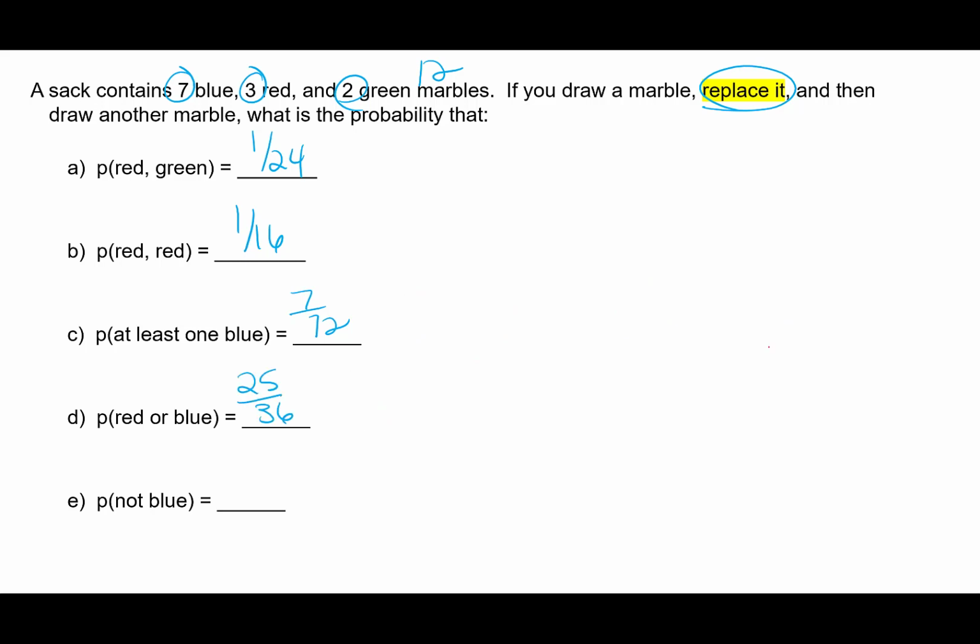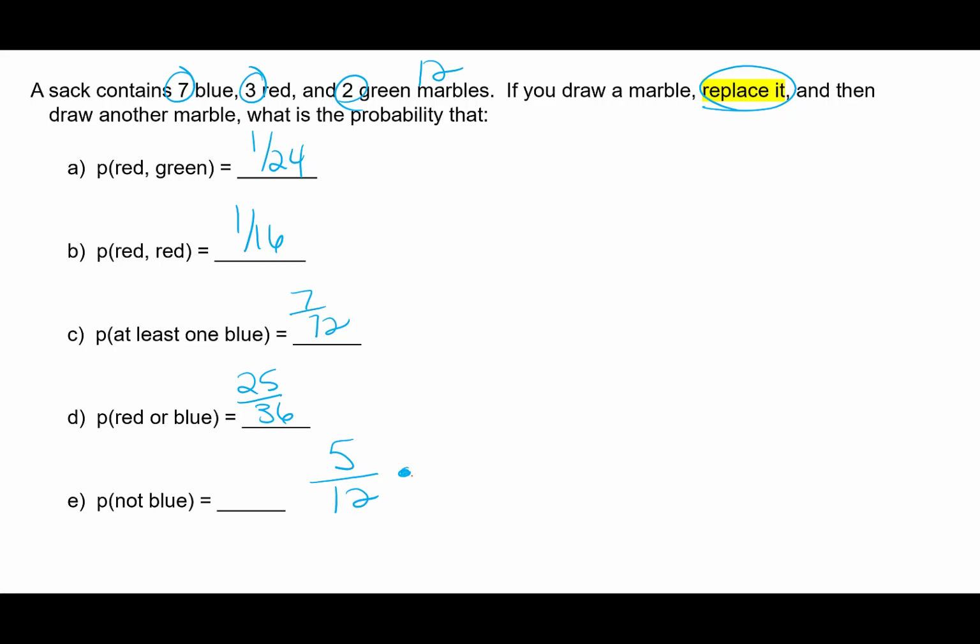And the last question says, what is the probability that both marbles are not blue? Okay, so the first draw, we're picking from 12 marbles. The non-blue marbles, there's 5 of them. There's 3 red and 2 green. So there's a 5 out of 12 chance that you'll pull a non-blue.